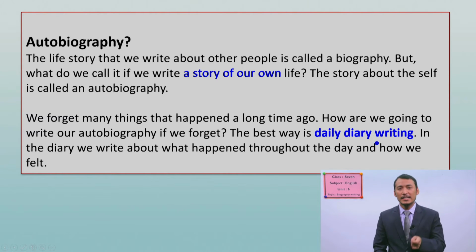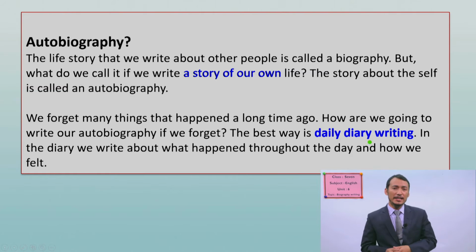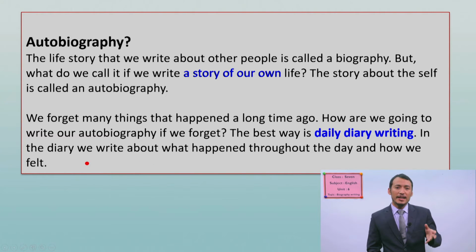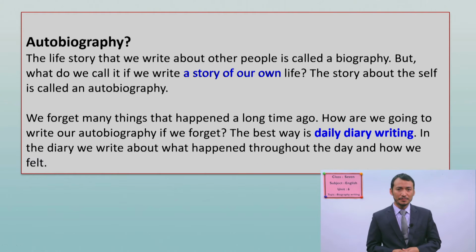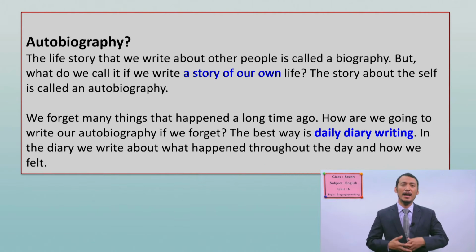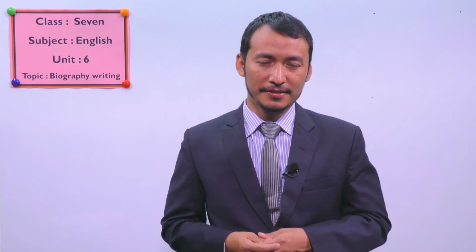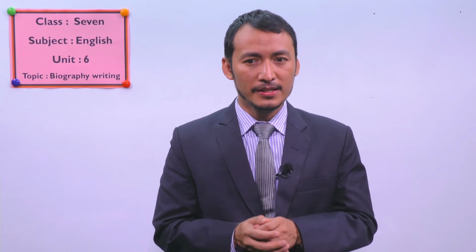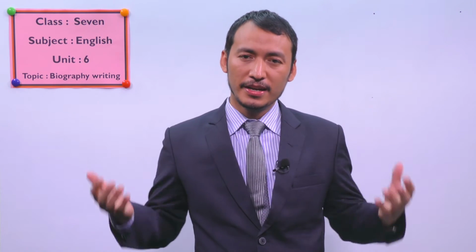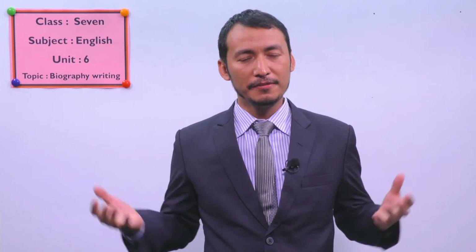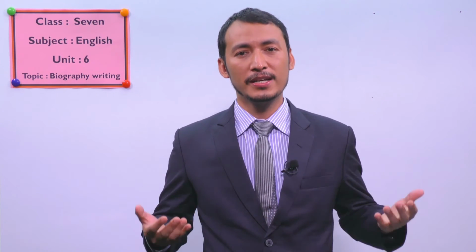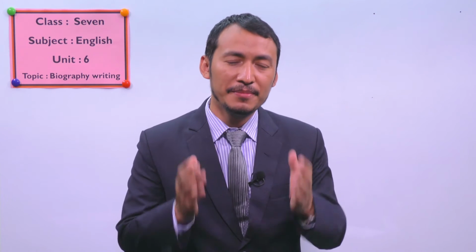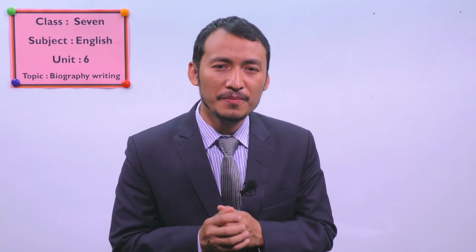You can write or keep the record of your daily activities. In the diary, we write about what happened throughout the day and how we felt. You write what you did from the morning to the evening and how you felt in that day. So this is called a diary. When you keep writing it and you have enough information, in your later age, when you grow older, you can write about yourself, and that becomes your autobiography.